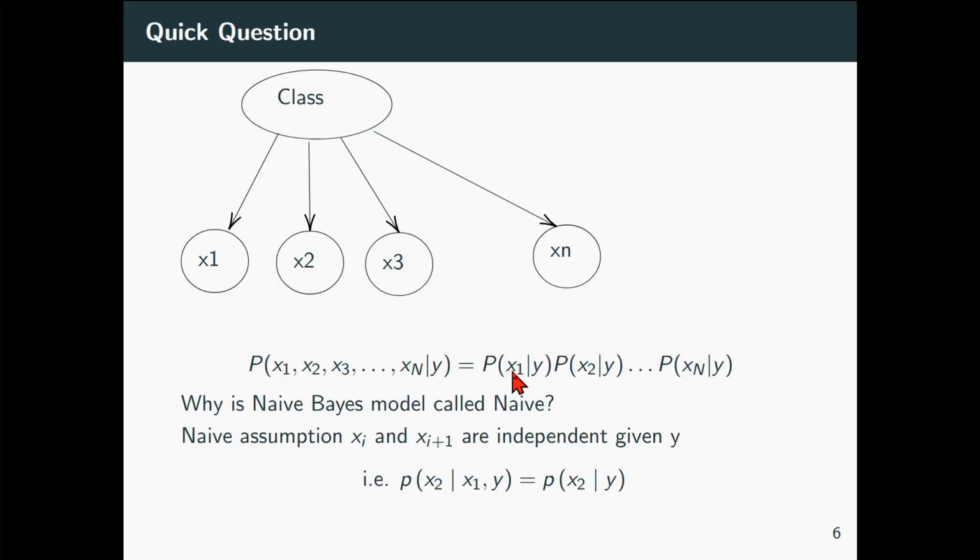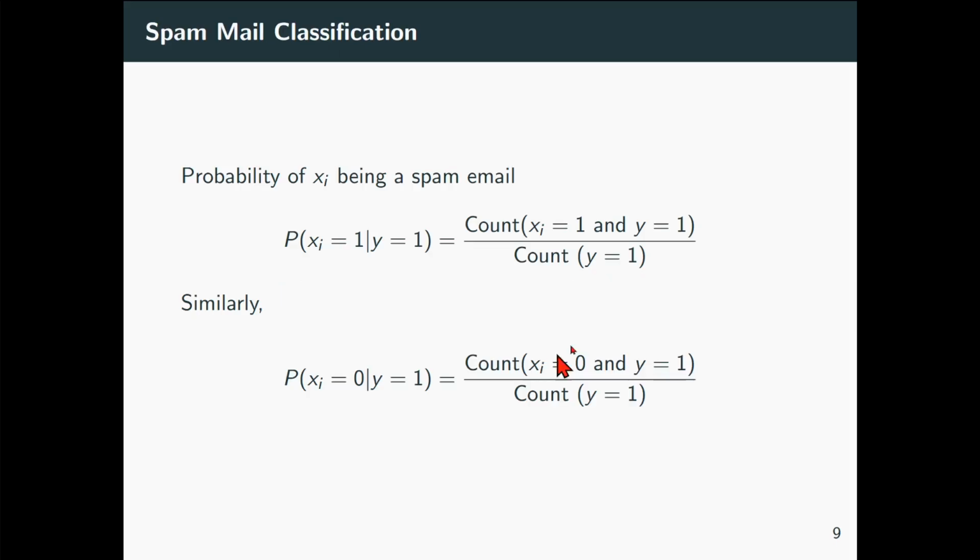What is the probability of x1 given y? We know that each of the xi's will be either 0 or 1 in this case. So the probability of xi equal to 1 and the probability of xi equal to 0 given y equal to 1 is what we are trying to compute, which boils down to as simple as the count of xi equal to 1 and y equal to 1 divided by the count of y equal to 1. That's just the conditional probability definition. Similarly, you can compute the probability of xi equal to 0 given y equal to 1.